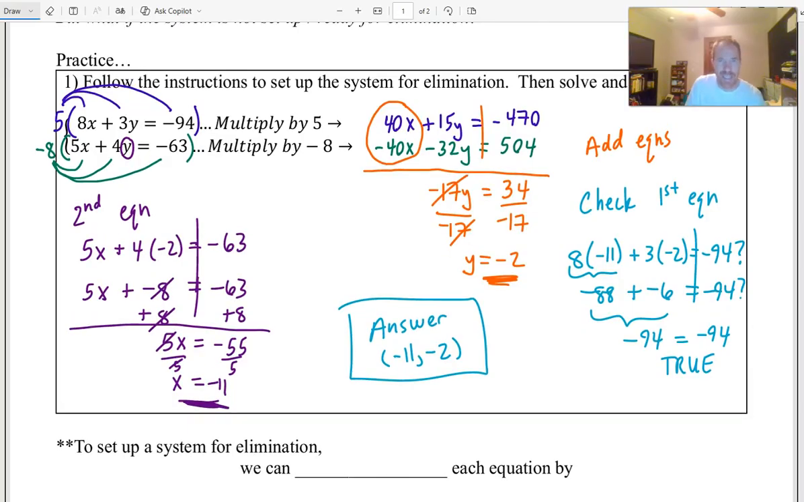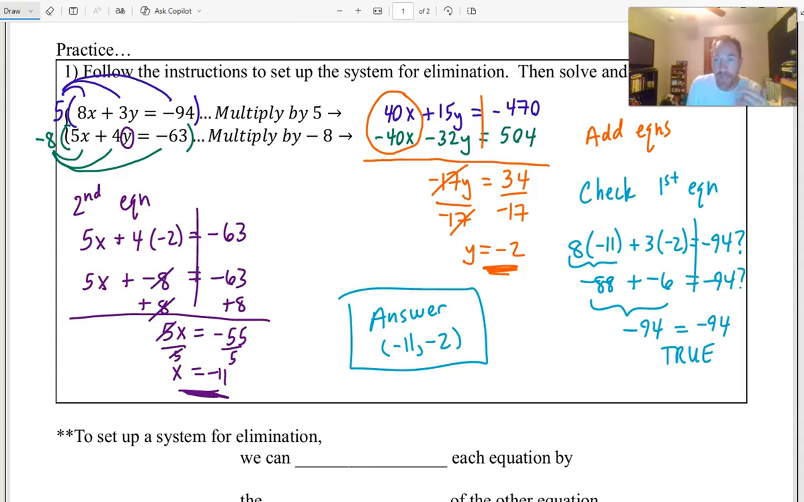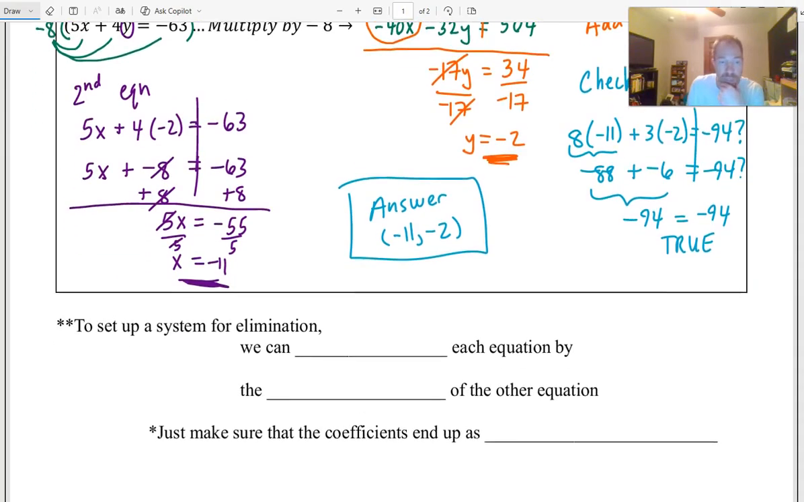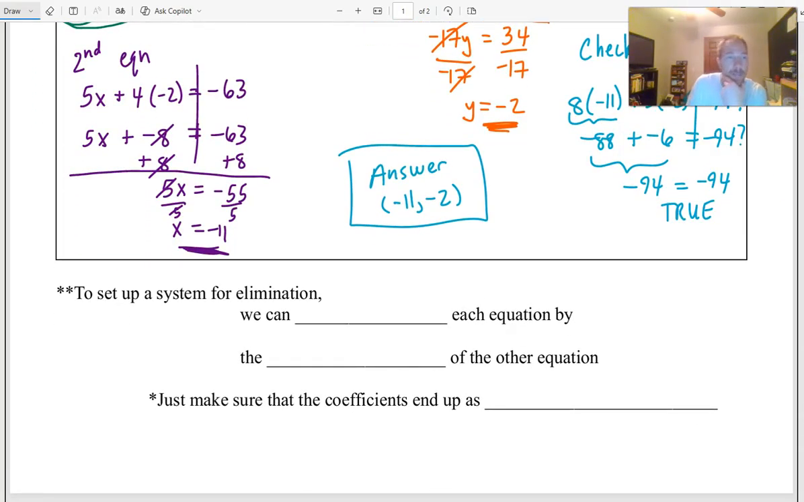But if you notice what we did there, at the beginning, we had 8x and 5x. Those were not opposite coefficients. We had positive 3y and positive 4y. Those were not opposites either. But I manipulated both of those equations to create opposite coefficients. And I did that by multiplying. So to set up a system for elimination, we can multiply.